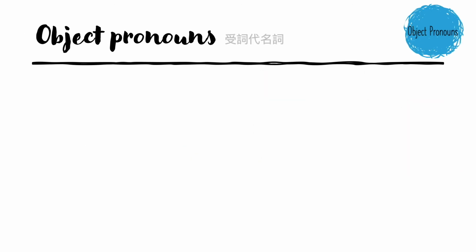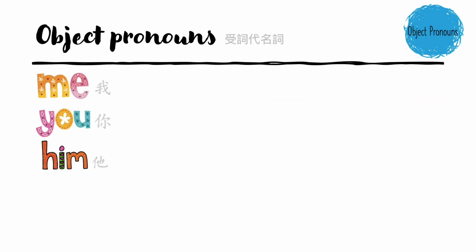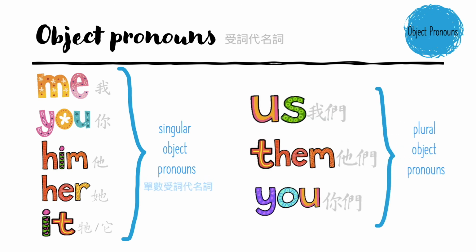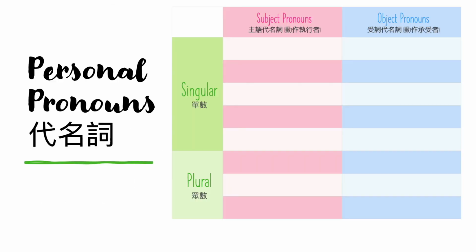Object pronouns include me, you, him, her, it. These are the singular object pronouns. Us, them, you are the plural object pronouns. This is the summary of personal pronouns.